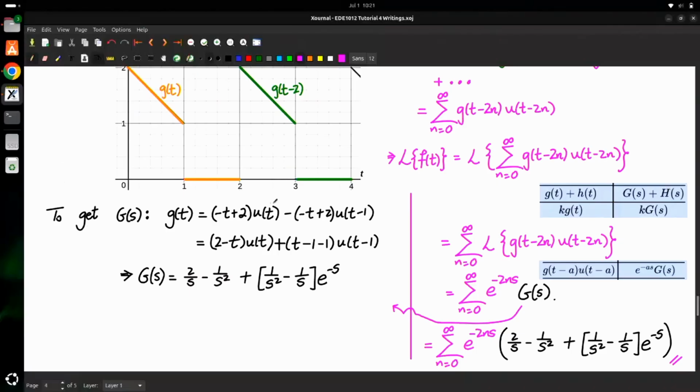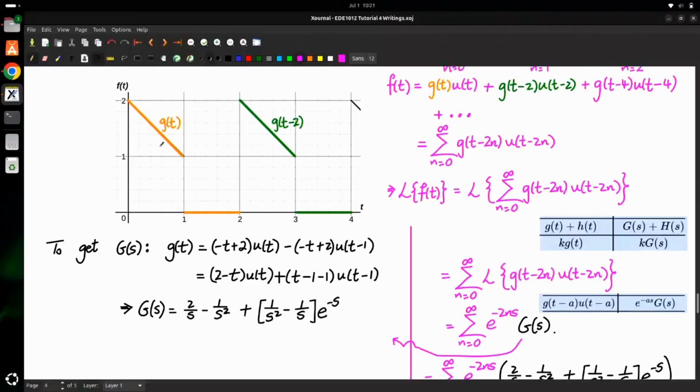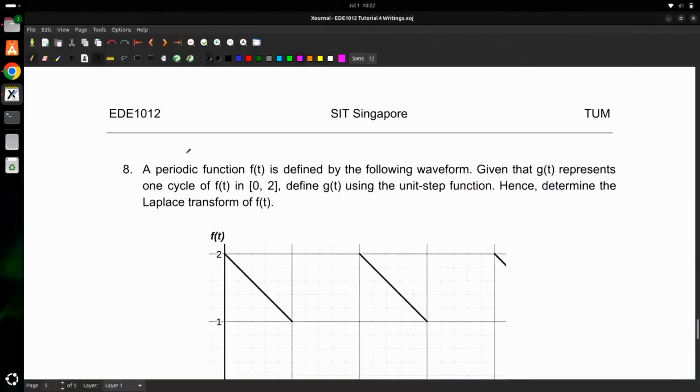How do I form this? Here. How you get g of t is just, this first part is just 2 minus t. But 2 minus t you activate at t equals to 0. Correct or not? Then this part is just 0 function. So you have to minus away the 2 minus t function, turn it off. So this one you turn on 2 minus t, but you have to turn off 2 minus t at t equals to 1. Correct or not? You turn on at t equals to 0, then turn off at t equals to 1. Is that right? Any other questions? So this question 8 is done.